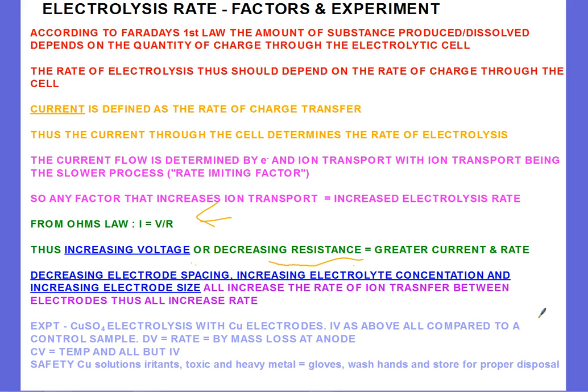Don't forget, in our experiment we electrolyzed copper sulfate using copper electrodes. The independent variables were all these 4 things we tested above, and we compared them to a control sample. The dependent variable was the rate, and we measured the rate by the mass loss at the anode. The control variables were temperature, and also all the other things that were the independent variable we tested.